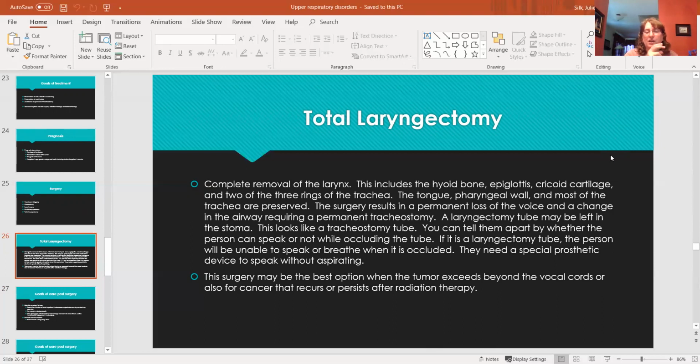Usually they need a specific kind of prosthetic valve thing that they stick on there to help them speak without aspirating. So usually this is the best option for people when the tumor extends beyond the vocal cords, and it's also for cancer that reoccurs or persists after radiation. So, typically when you're to this point, it's pretty bad cancer.